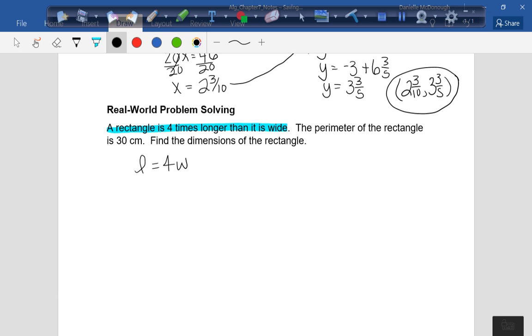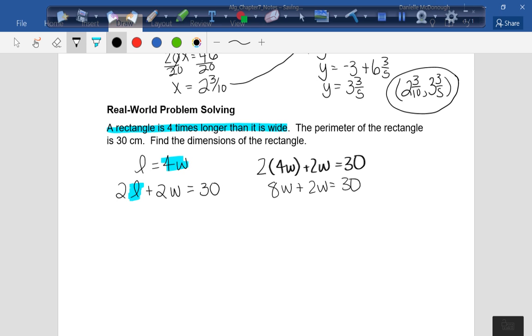And then it says the perimeter of a rectangle is 30 centimeters. Well, perimeter is 2 times the length plus 2 times the width, and that equals the perimeter, which would be 30. So if you notice, I have L equals 4w, and I have an L right here. So what I can do is substitute in. Ends up being 2 times 4w plus 2w equals 30. 8w plus 2w equals 30. 10w equals 30. So w is equal to 3.